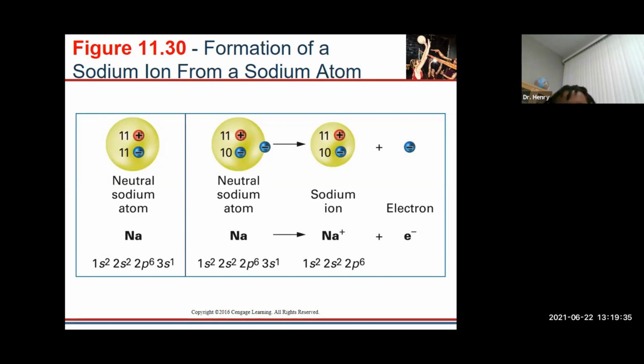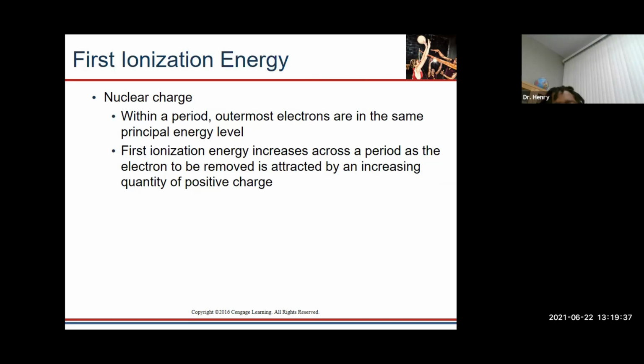So ionization energy is basically the energy that it takes to lose that very first electron. Now, you could have a second ionization energy. That means the energy it takes to lose 2 electrons. You lost the first one, and now you're able to lose the second one, right?